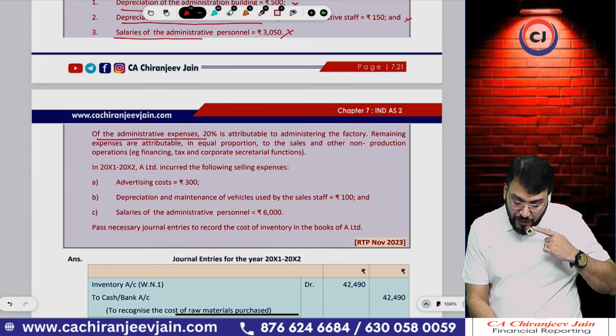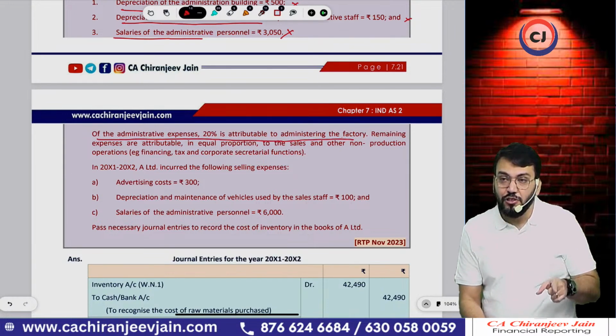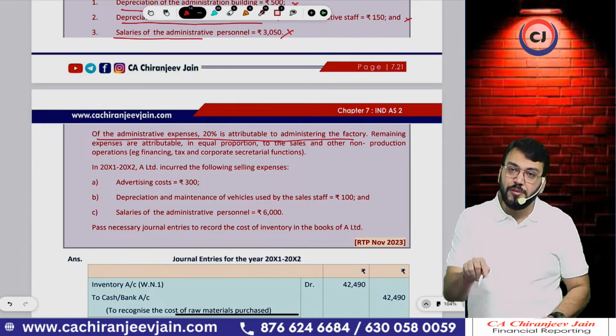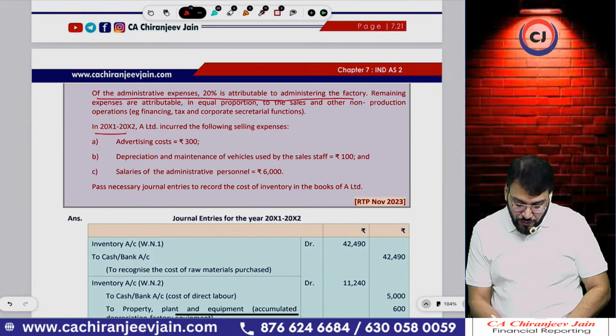Of the admin expense, 20% is attributable to administering the factory. It means the total cost into 20%. So of this total, 20% will be added. Achha, I started reading the wrong question. Chalo, theek hai. This also we have understood.